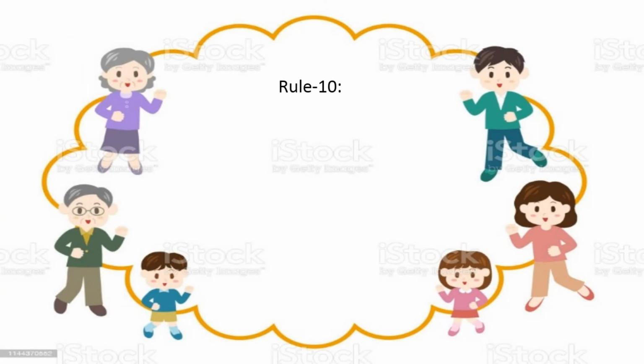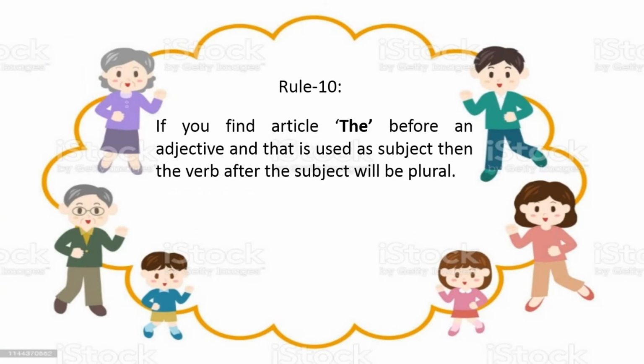Okay, last but not the least, if you find the article the before an adjective and that is used as subject, then the verb after the subject will be plural. Whenever you find the article the before an adjective, then the subject will be plural and then the verb will be plural. Okay, so let's have the examples.